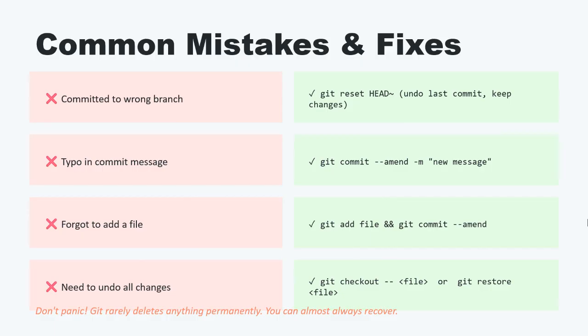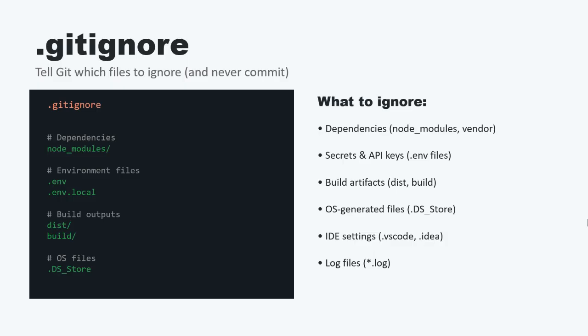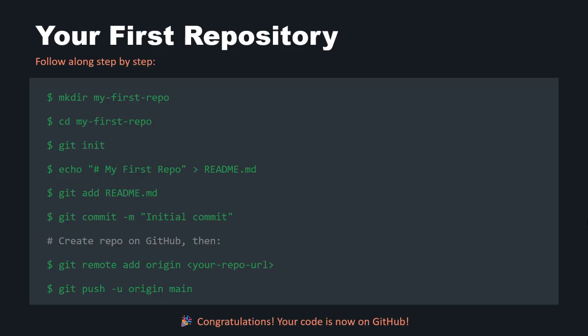So these are the common mistakes. If you commit to the wrong branch, you can reset it. If you make a typo, you can amend it. If you forget to add something, you can always just add a new commit or amend the commit. If you need to undo, you can restore it. Gitignore just tells Git to ignore certain files and not commit them. Usually it's stuff like log files, API keys, random build artifacts, that sort of thing.